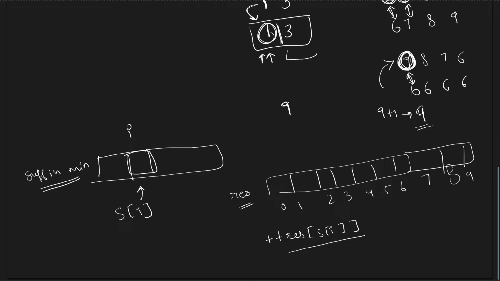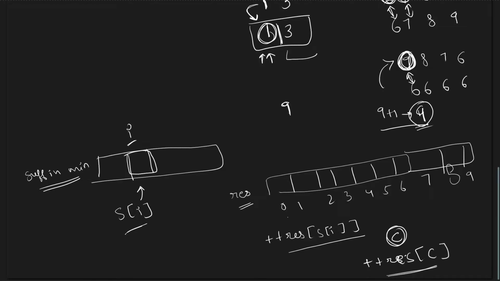And if these two values are not equal, if s of I is not equal to the ith element in the suffix minimum vector, then we have to increment s of I by 1 and take the minimum of that incremented value and 9. So whatever I get, I have to increment that value in my result vector. Like this.